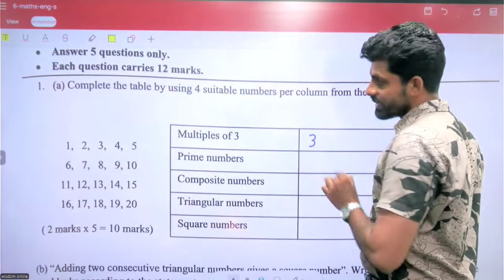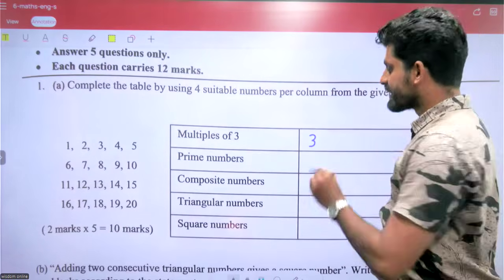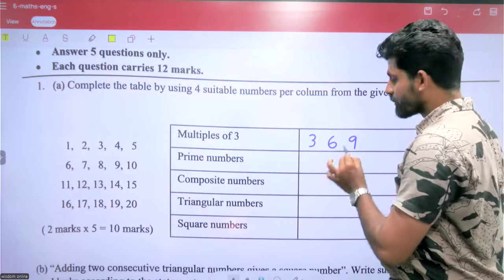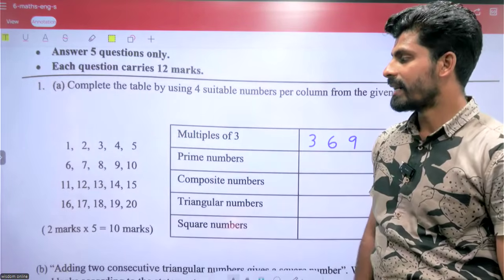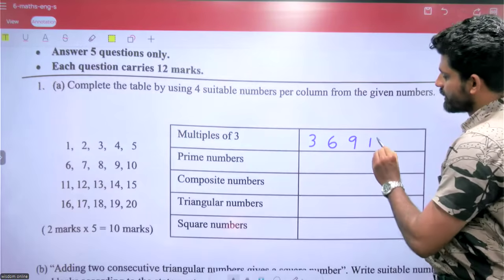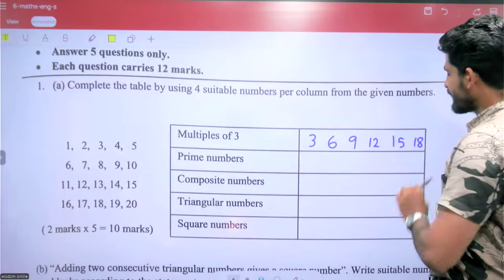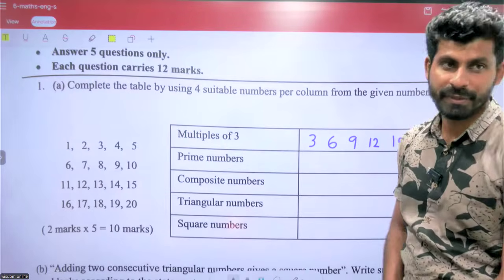Multiples of 3: 3, then 6, 9, 12. 12 plus 3, 15. 15 plus 3, 18. So those are the multiples of 3.